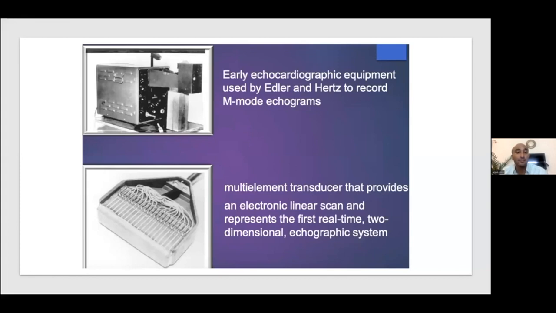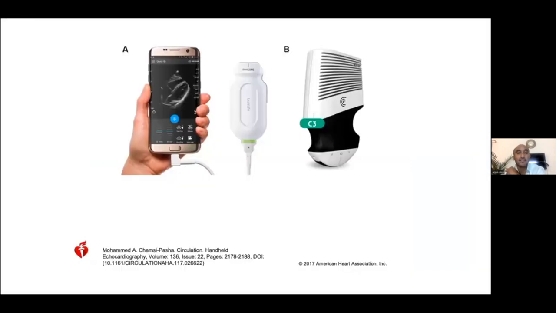These were the echocardiography instruments that were used for identifying the M modes, and the lower one was the transducer that provided an electronic linear scan and represented the first real-time 2D echocardiographic system. We have come a very far way. Currently, we are using pocket ultrasound machines, handheld ultrasound machines, which are connected to our mobile phones. The ultrasound is in everybody's hand now. We are not far away from a time where even medical students would start using ultrasound machines as a replacement for the stethoscope.